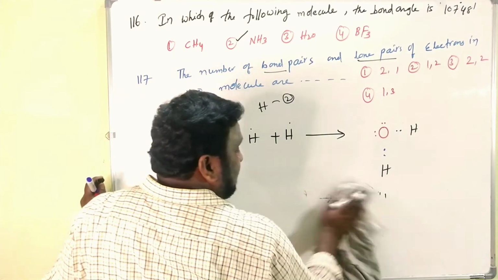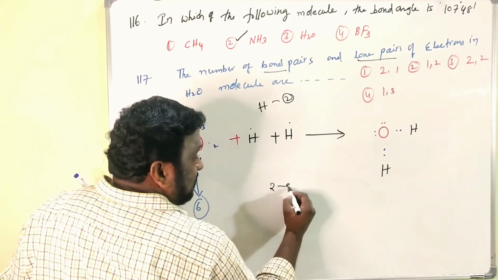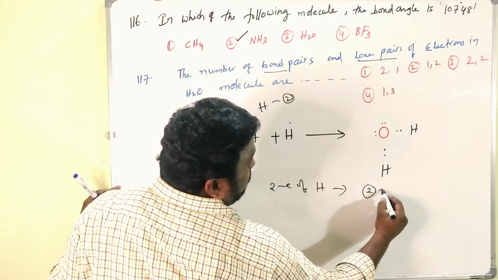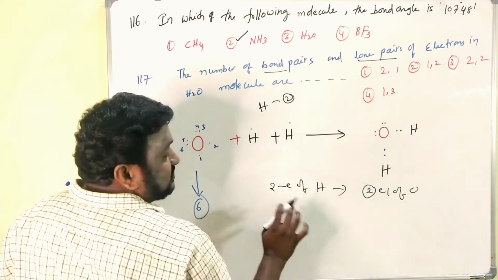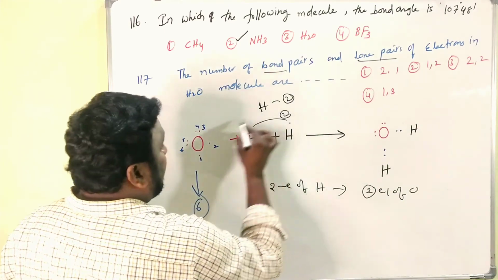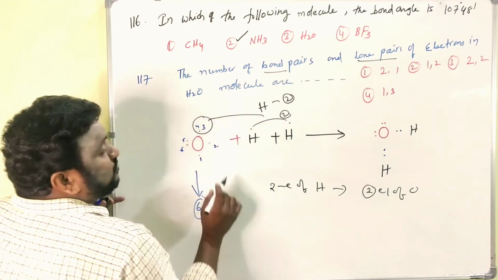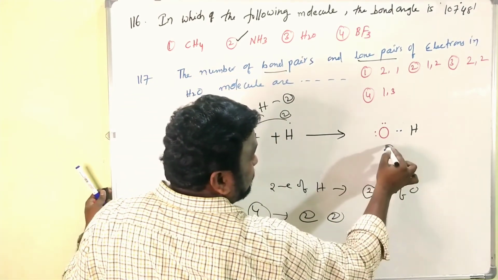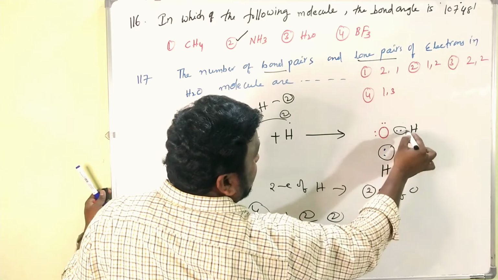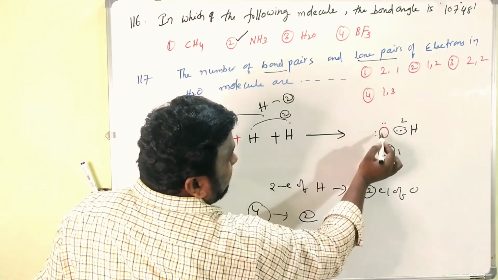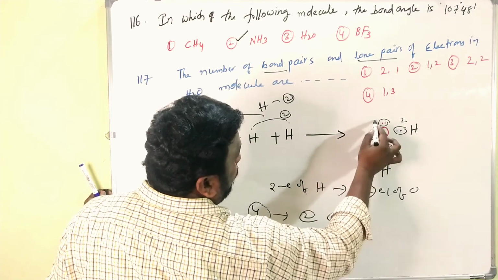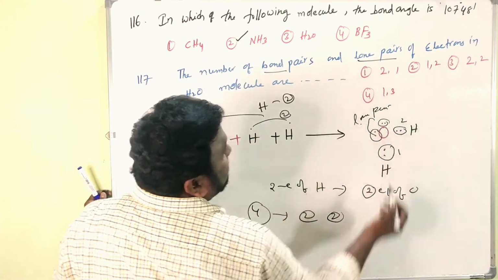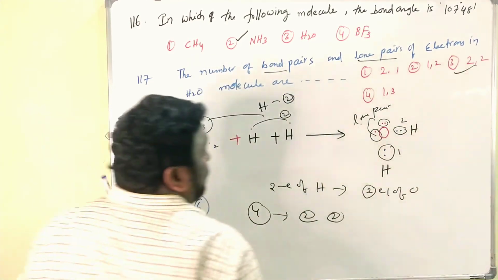Got my point? So very simple. 2 electrons of hydrogens are forming the bonds with 2 electrons of oxygen. That means here 2 and here only 2, so 4 electrons are there. These 4 form the 2 pairs. That's why I am showing that this is the first bond pair and this is the second bond pair. And the remaining 4 electrons are in 2 pairs, and these are the lone pairs. So 2 bond pairs and 2 lone pairs are there. That's why the third option is the right one.